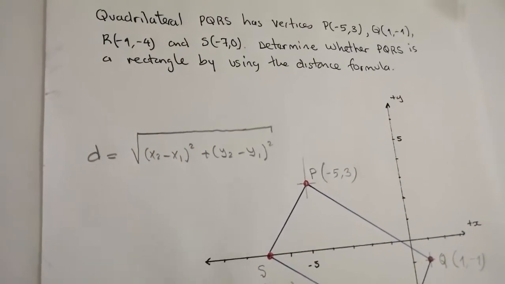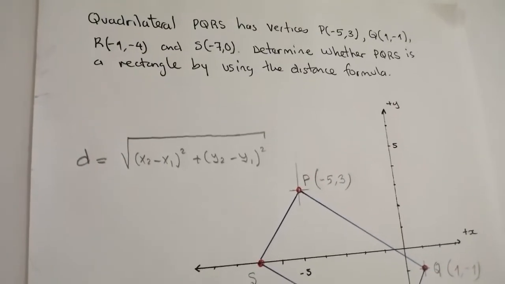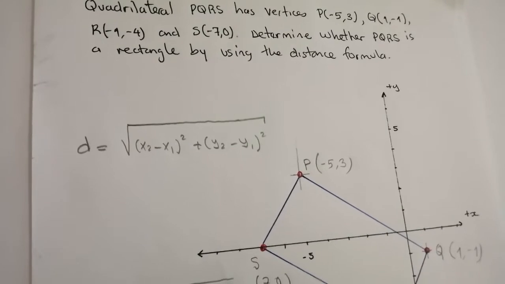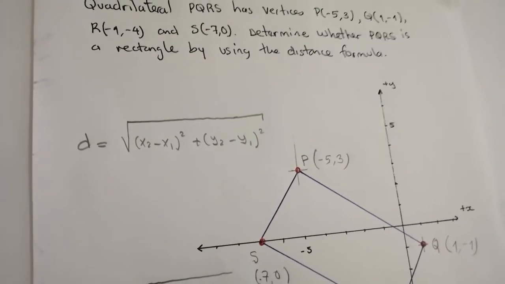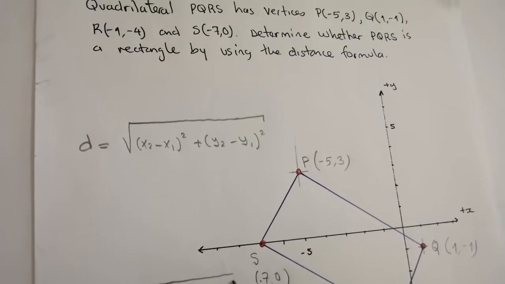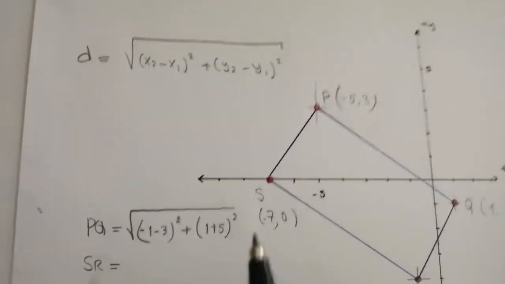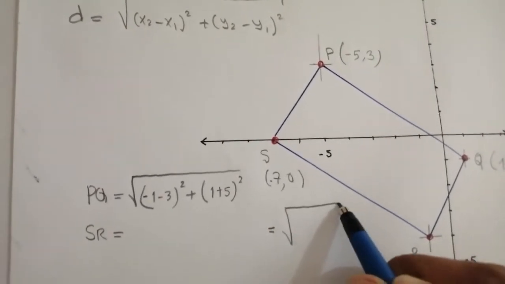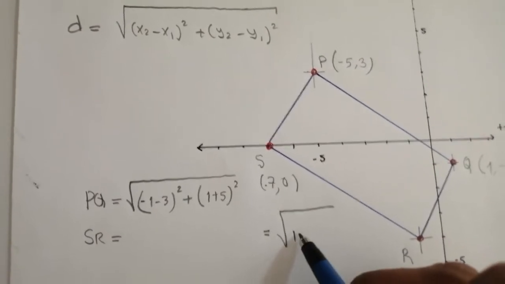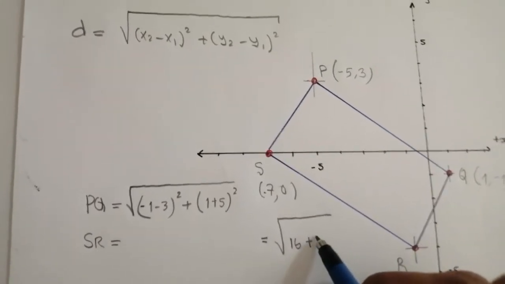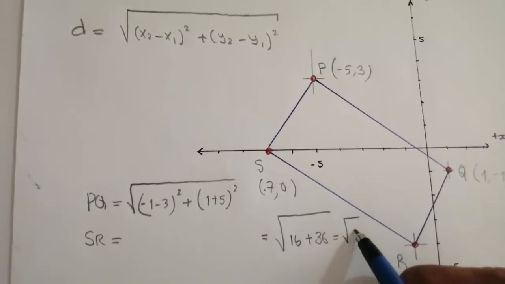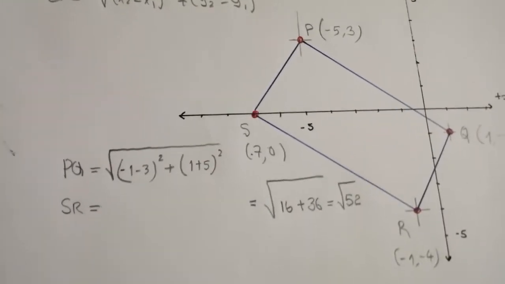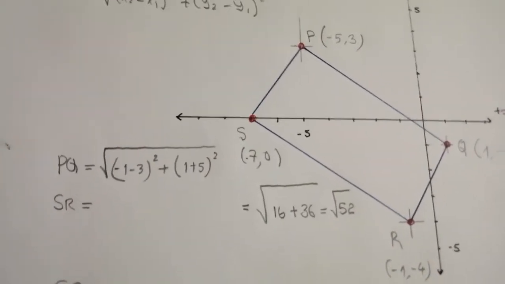If I apply the formula for PQ, I'm going to have (-1 minus 3) squared plus (1 minus -5) squared, so 1 plus 5 squared. I did not leave enough space for that, so bear with me. So it will be the square root of (-4) squared, which is 16, and 6 squared, that is 36. At the end, that will be the square root of 52. I know it can be simplified, but for now, I'll leave it like that.